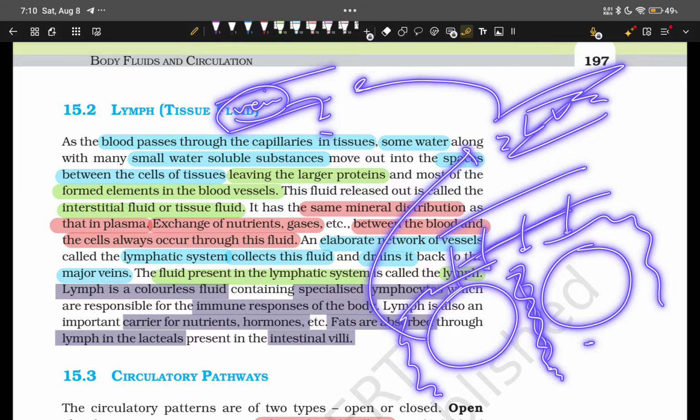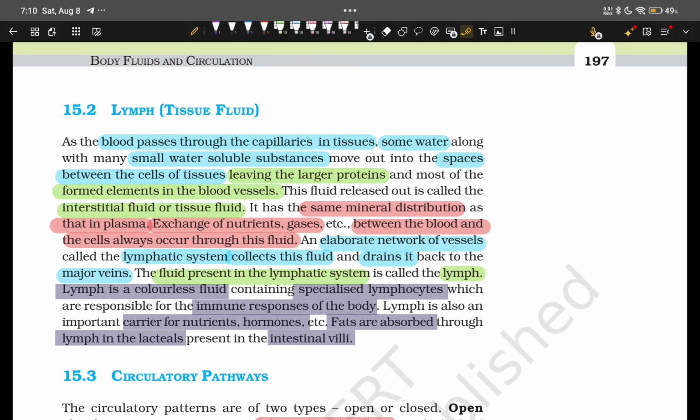One more thing I want to tell you is that this tissue fluid or interstitial fluid helps in exchange of nutrients and gases between the blood and the cell. So blood and cell exchanges are done with the help of this. So this acts as a medium between blood and the cells of tissue, right? Now we have lymph, which is a colorless fluid, present in the lymphatic vessels.